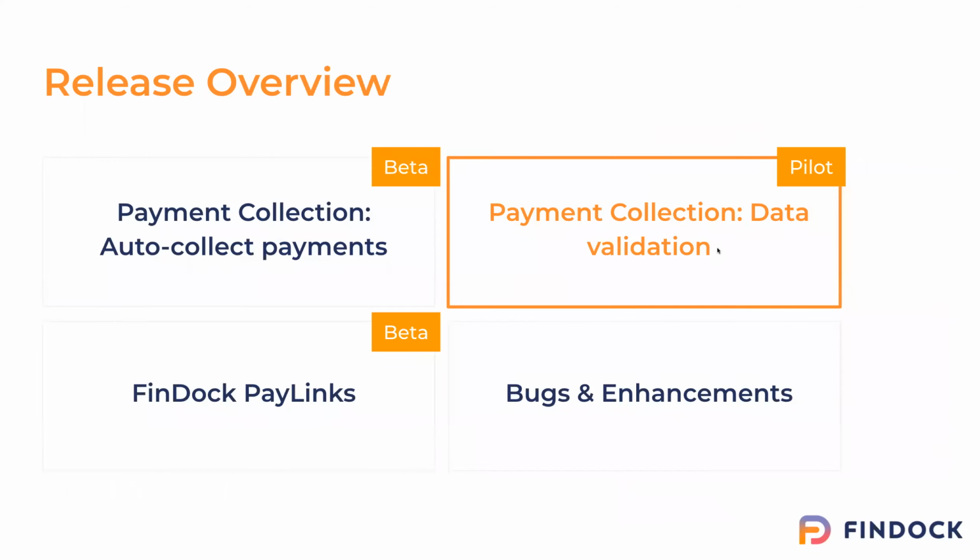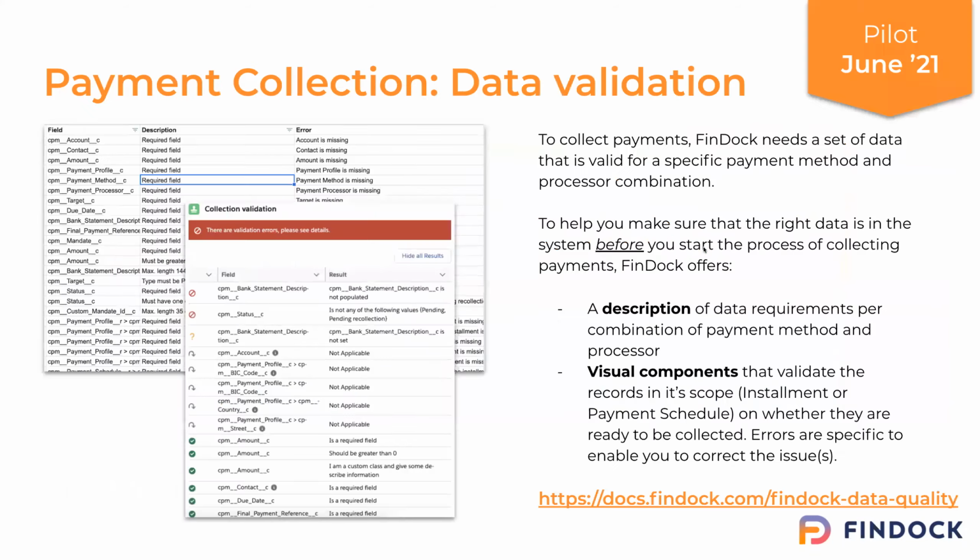The second pilot we'd like to highlight is around data validation. And with data validation, we mean that when you do, for example, your monthly direct debit run or gift aid collection, you select all data in the system, and that's being compiled into either a file or callouts to a PSP. And that can take a longer time. It's a lot of data, and it can fail because of data quality issues.